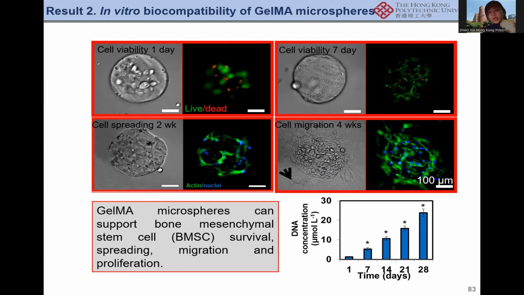And we can also see that the cells migrate from inside the microspheres to the outside, onto the tissue culture plastic. So this is to show that if we inject the microspheres into bone defects, the encapsulated cells will migrate out and be involved in the bone regeneration process.